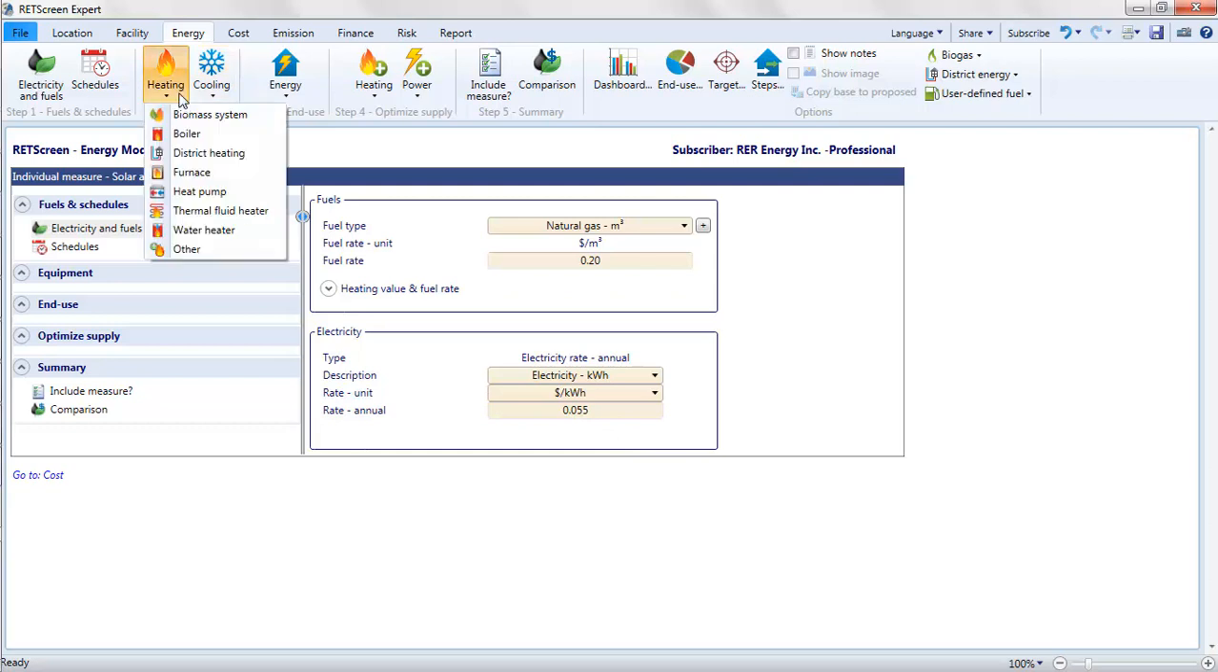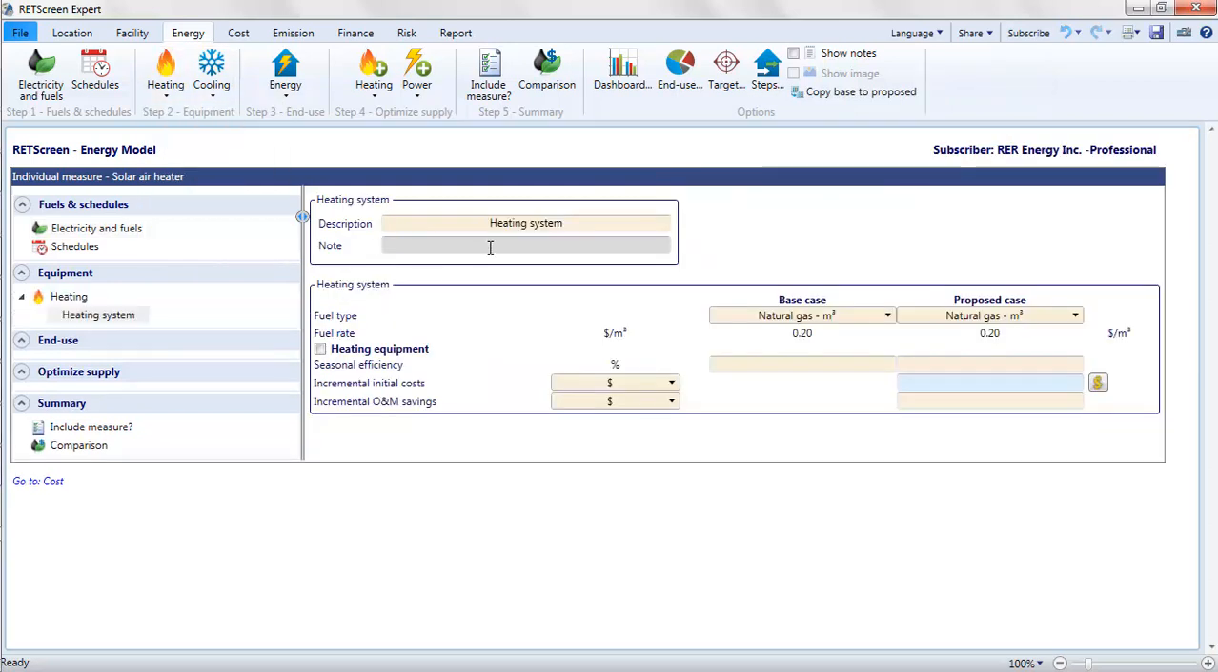I'll need a conventional heating system in the base case and in the proposed case as well for that portion of the heat requirement that cannot be met by the solar air heating system. This is going to consume natural gas. It will have an efficiency over the entire season of use of 75% in both the base case and the proposed case.